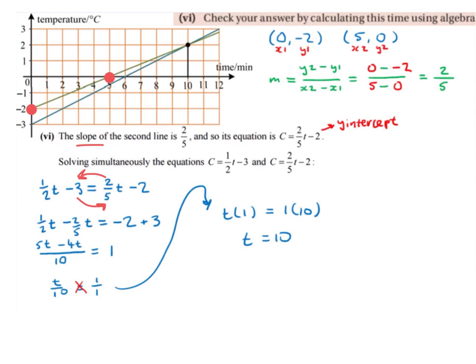So t multiplied by 1 equals 10 multiplied by 1, so t is equal to 10. So we have solved simultaneously our two equations and verified using algebra that the answer is 10. So the point at which our graphs will cross is 10. So t is equal to 10. The time is 10 minutes.